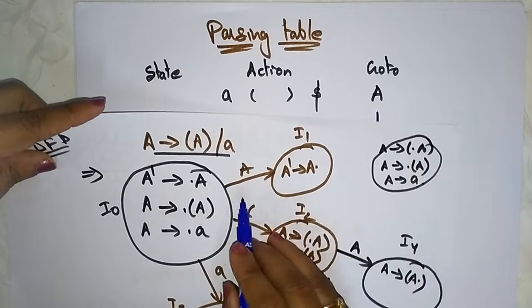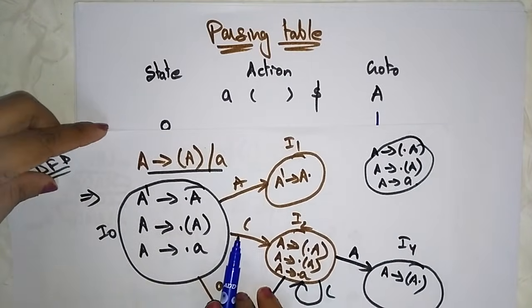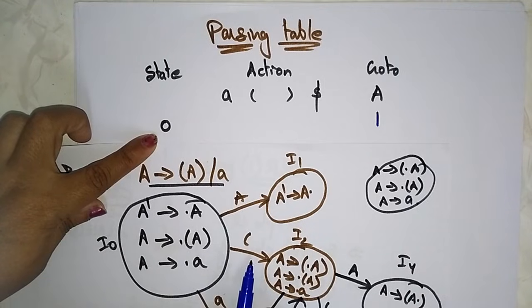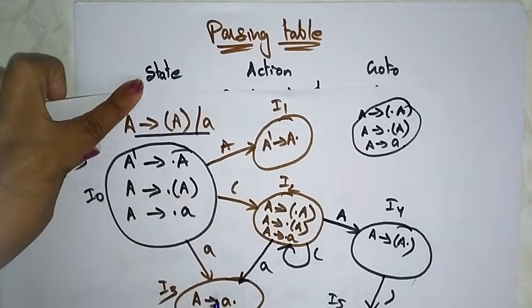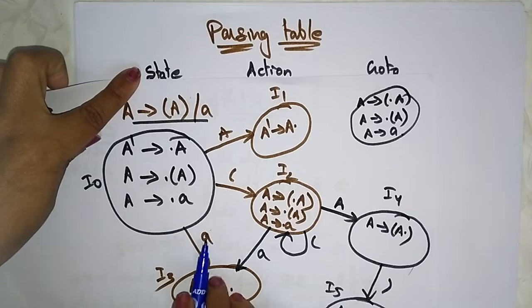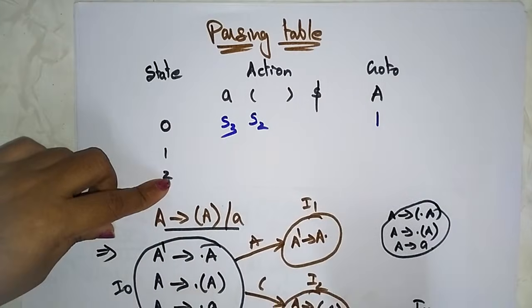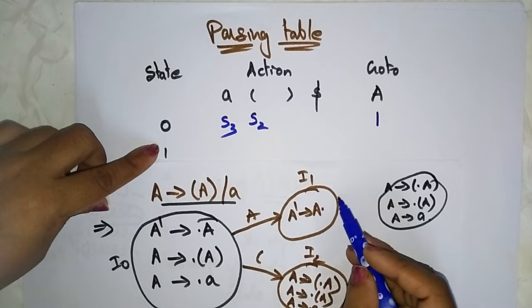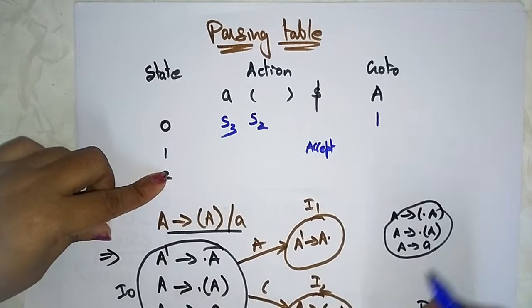Again, I0 on left parenthesis goes to I2. Whenever it is a terminal, you write shift S2. I0 on the terminal A is a shift, S3. And I1 is not going anywhere, so you write accept. It is a final state.